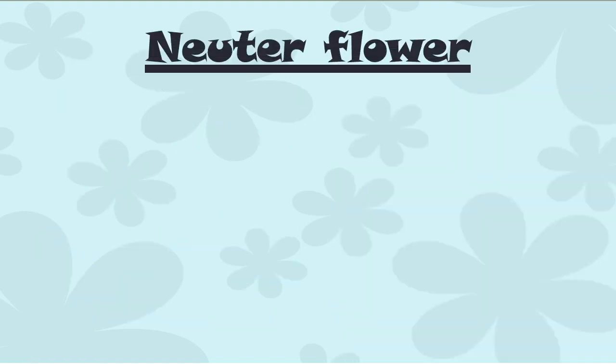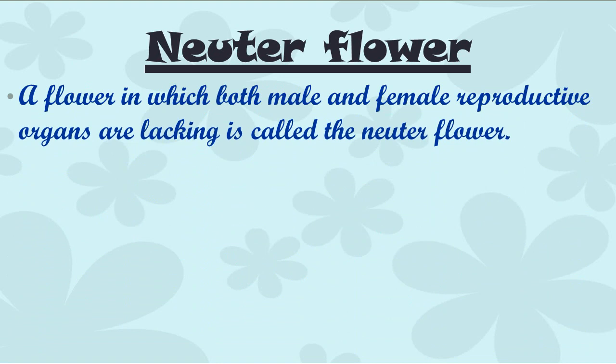Alright, now the next type is a neuter flower. So what is it? A flower in which both male and female reproductive organs are lacking. These are the neuter flowers. That means in this flower, male and female reproductive organs are not present.